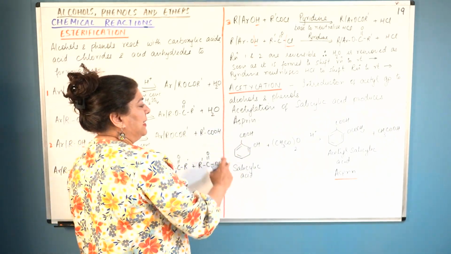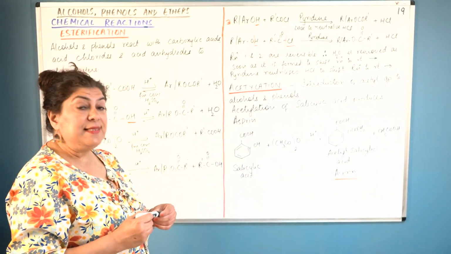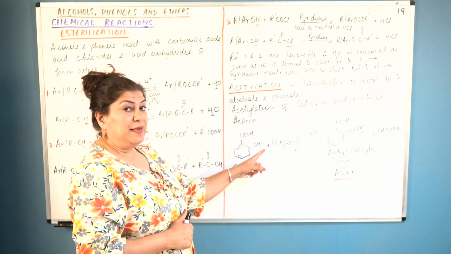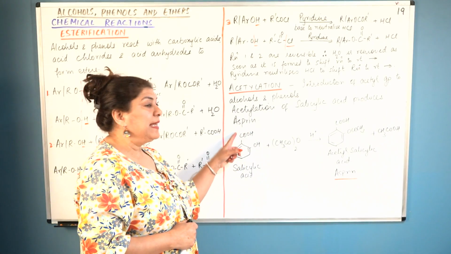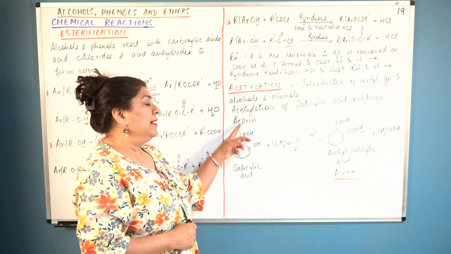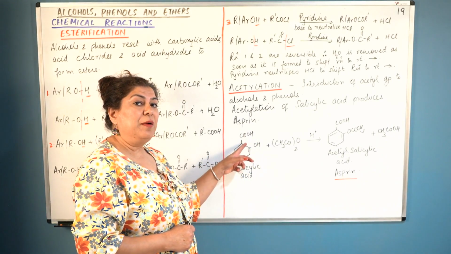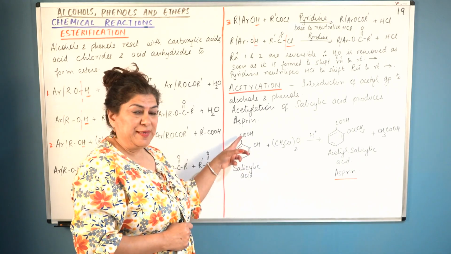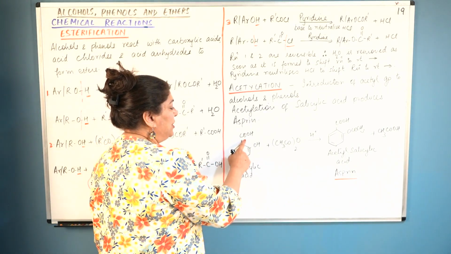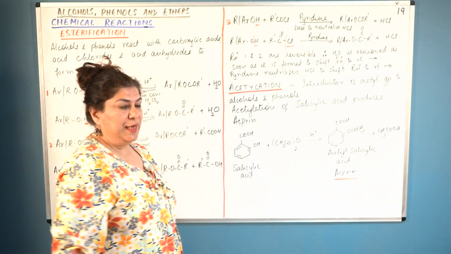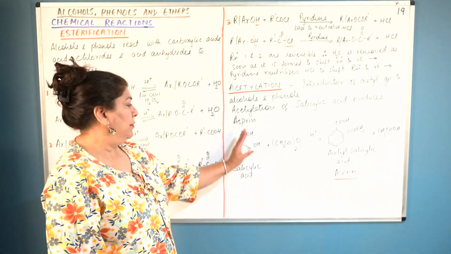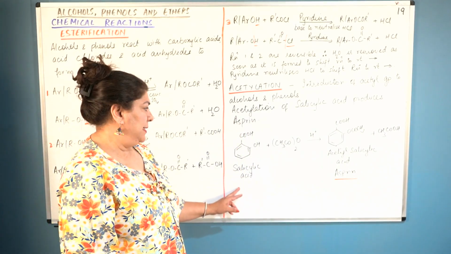You have salicylic acid. Salicylic acid is nothing but benzene ring, that is a phenol, with carboxylic acid group. It is a phenol in which the carboxylic acid is also present. So at the ortho position you have COOH and OH is there. This compound is called salicylic acid.